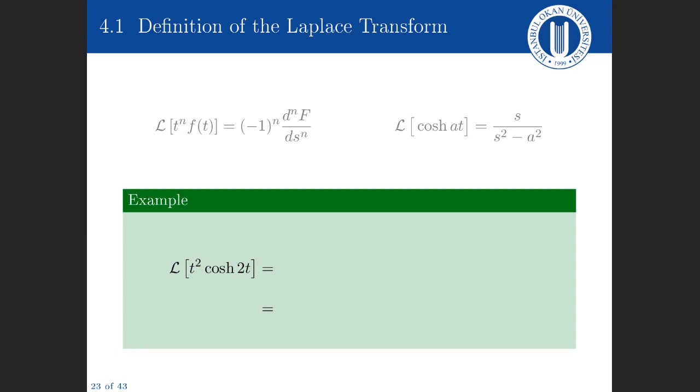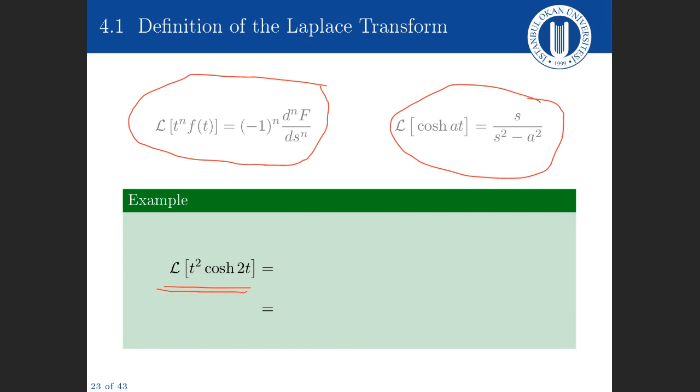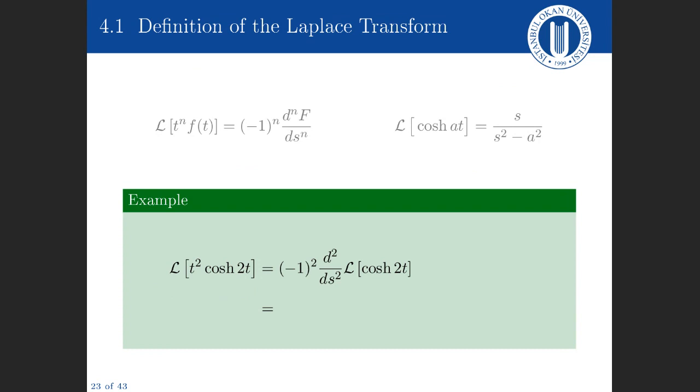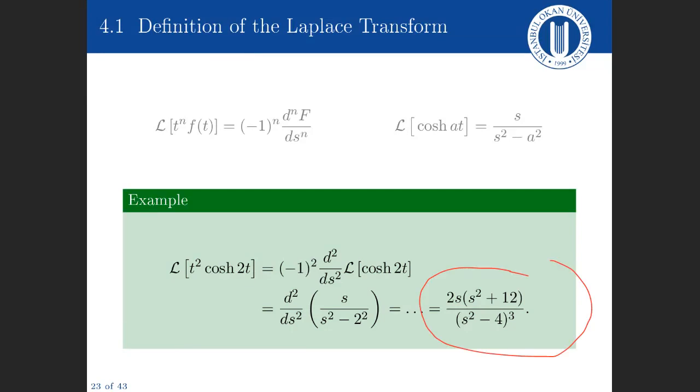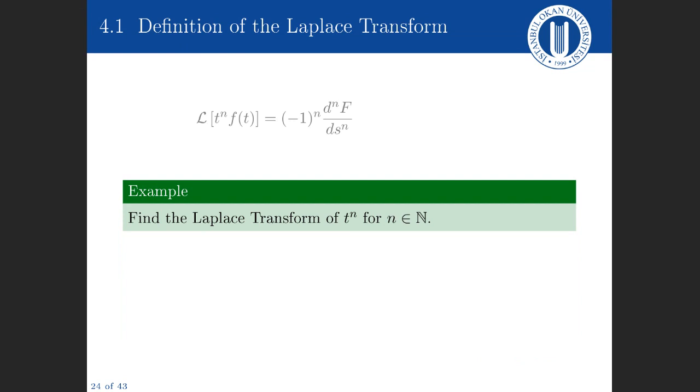Now I want to use this formula because I want to calculate the Laplace transform of t squared cosh 2t. We know the Laplace transform of cosh at, and we know the Laplace transform of t to the power n multiplied by a function. We have minus 1 squared, two derivatives of the Laplace transform of cosh 2t. Minus 1 squared, of course, is just 1. So we have two derivatives of s over s squared minus 2 squared. And I'm going to leave it for you to check that if we differentiate this function two times, we get this form which I've written here.